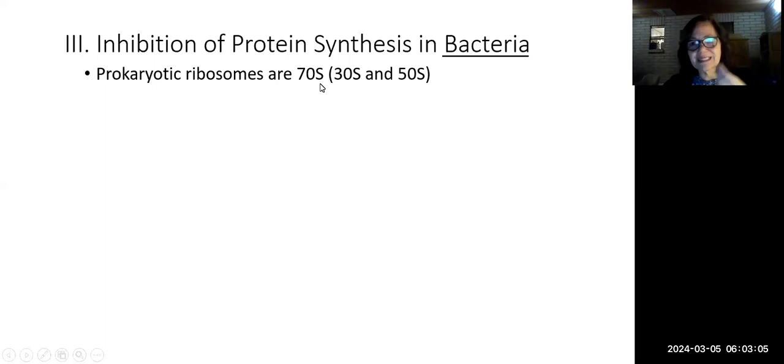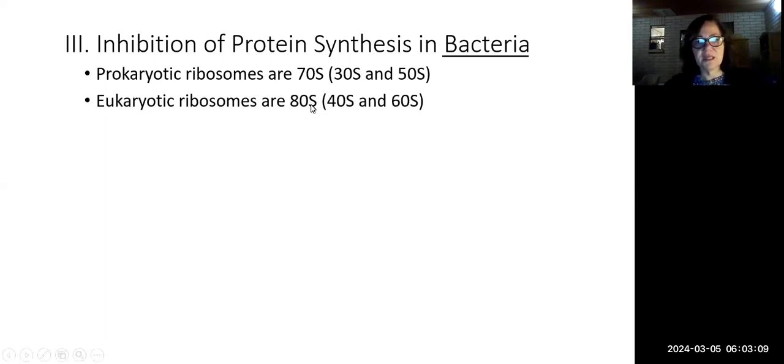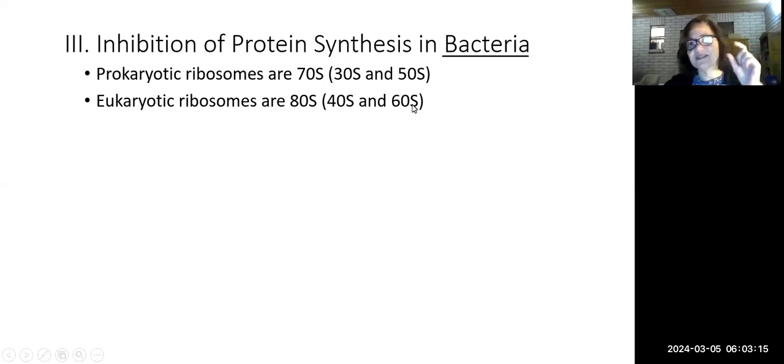Their structure is a little bit different from most of our eukaryotic ribosomes, which are 80S. And again, these numbers aren't going to add up either, and for the same reason. Take the two subunits apart, the little one comes down this fast, and the larger one takes this long to get to the bottom. Okay.